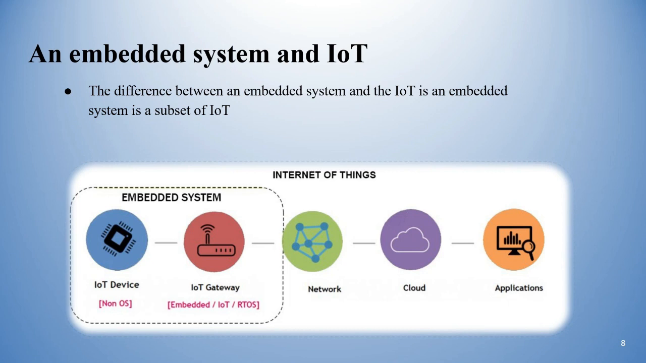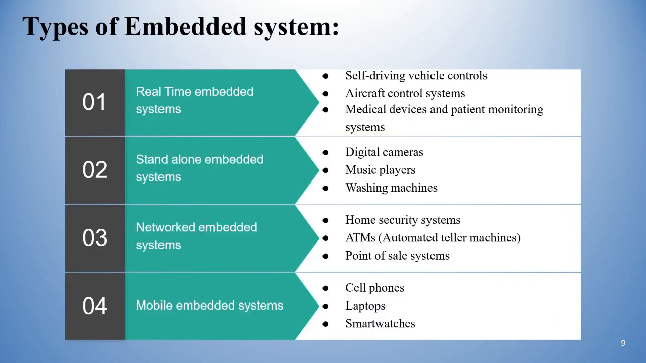There is a very important connection between embedded system and IoT. Mainly, the difference between an embedded system and IoT is that an embedded system is a subset of IoT. The first two components are based on embedded system, that is the IoT device and the IoT gateway.